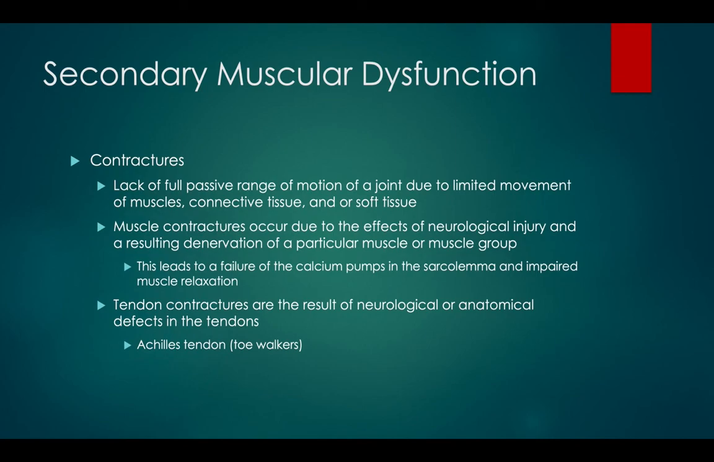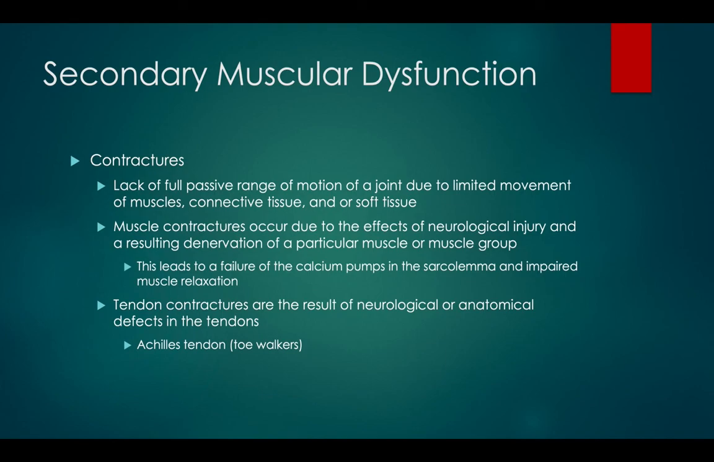Contractures are a loss of passive range of motion of a joint due to limited muscle movement, connective tissue, or soft tissue. So basically what happens here is, for various reasons, the muscles don't move as much as they should, or the connective tissue or soft tissue. And because of that, they become very stiff and thus very limited in their motion. So the muscles and connective tissue and soft tissue prevent the joint from moving rather than, say, the bone or the joint itself.